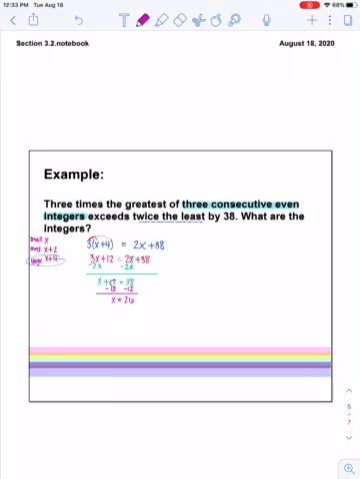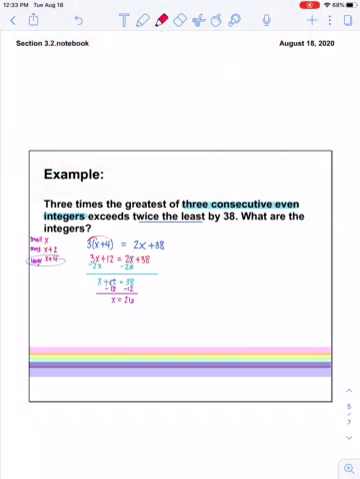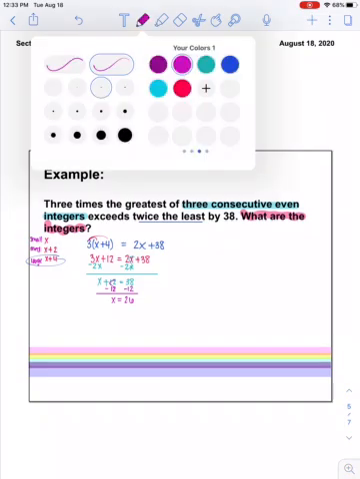Now, I know you're going to roll your eyes at me, but we're not quite done. You always have to make sure you're actually answering the question. You can't just jump to conclusions and be like, okay, I'm done, I solved for x. Well, nothing about this question actually asked for x. We have to read the question and make sure we're answering it. It says, what are the integers? How many were we asked to find? We were asked to find 3, and so far I've only found 1.